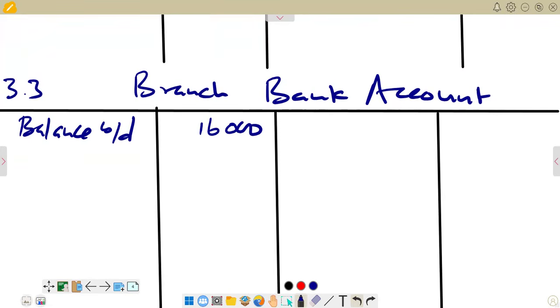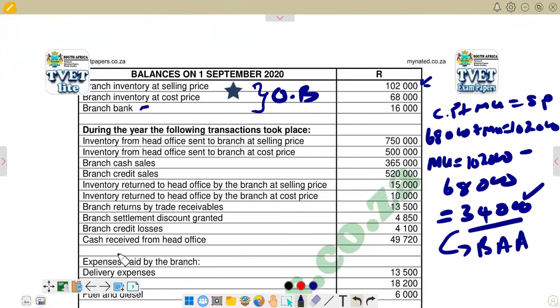So we come back here. You see that we are now given the balances for during the year. We have got inventory from head office sent to branch at selling price. So what does it mean? It means this inventory was sent from the head office to the branch, so the branch is receiving. So the branch inventory account is supposed to be debited as the receiver, and then we credit the head office inventory account. But in the question, we don't have the head office inventory account, so we are just going to ignore the credit part because the head office inventory account is not part of the question.